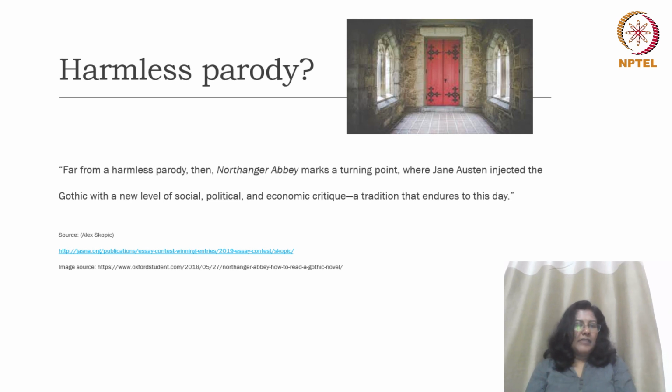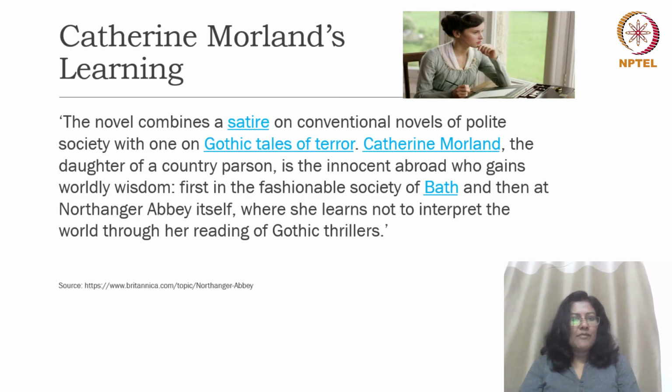Now, far from a harmless parody, Northanger Abbey marks a turning point where Jane Austen injected the Gothic with a new level of social, political, economic critique, a tradition that endures to this day. Catherine Morland, the daughter of a country parson, is the innocent abroad who gains worldly wisdom, first in the fashionable society of Bath and then at Northanger Abbey itself, where she learns not to interpret the world through her reading of Gothic thrillers. Northanger Abbey criticizes both polite society and also satirizes Gothic tales of terror.